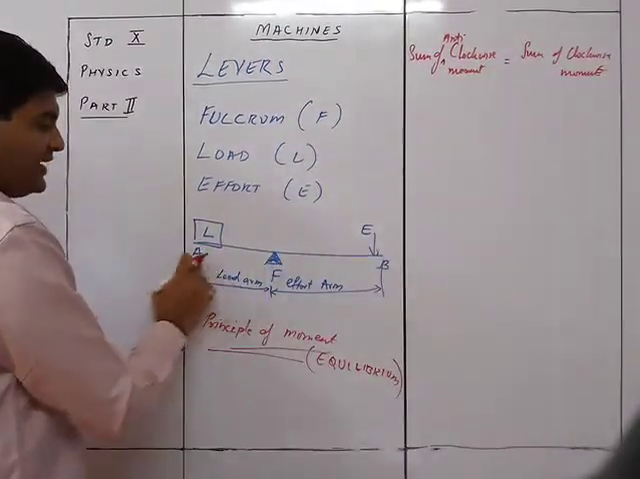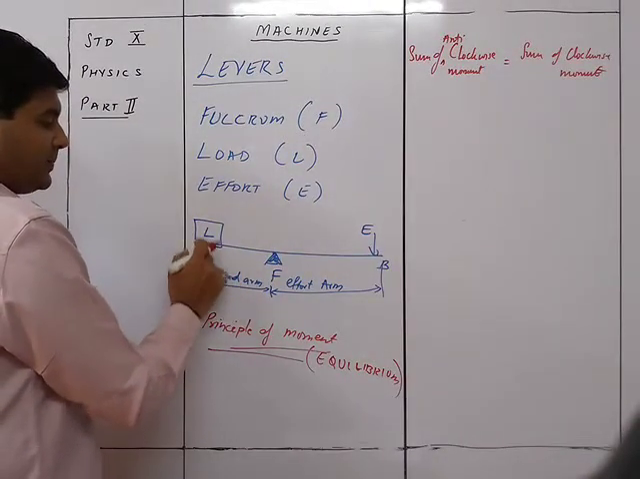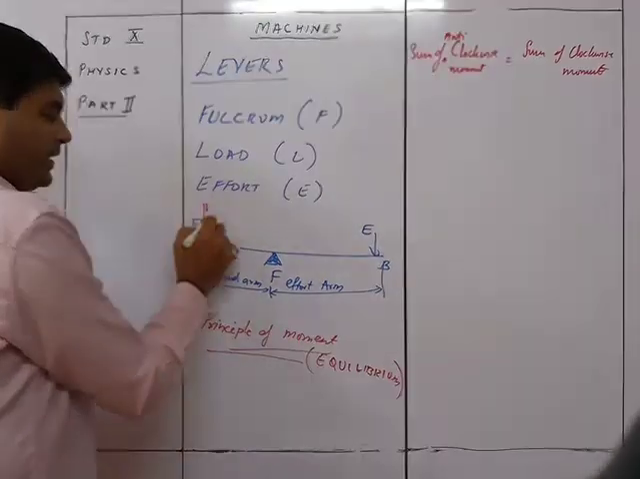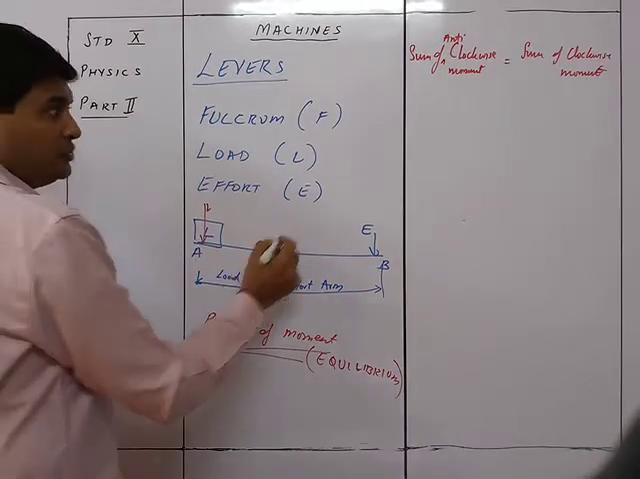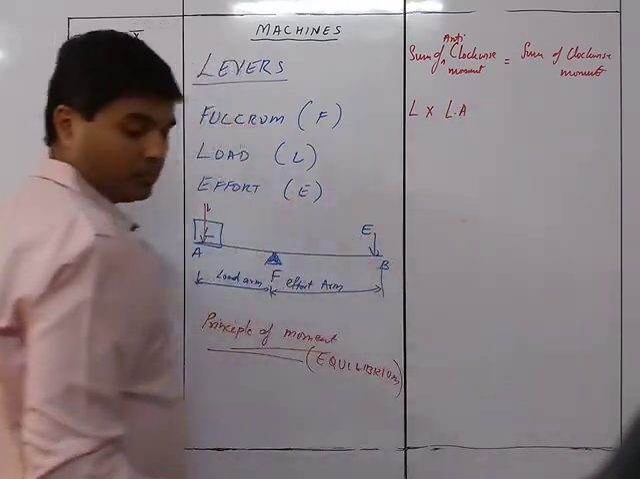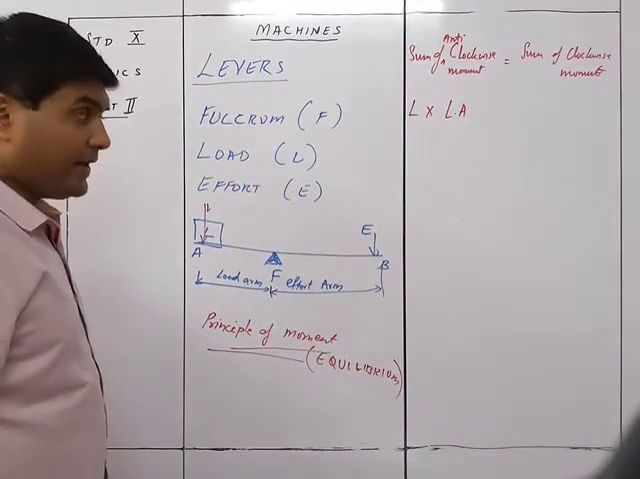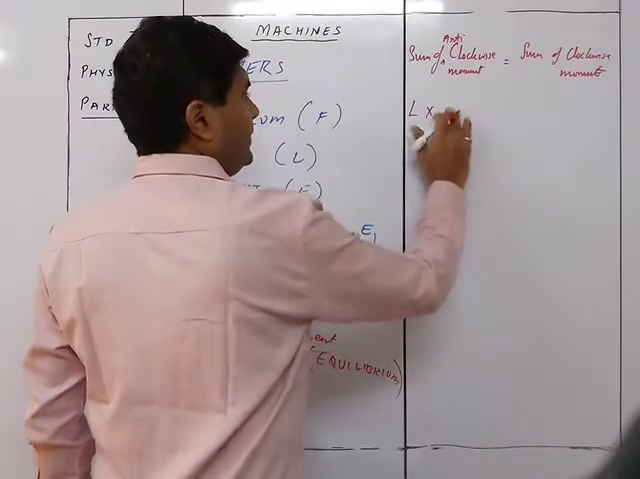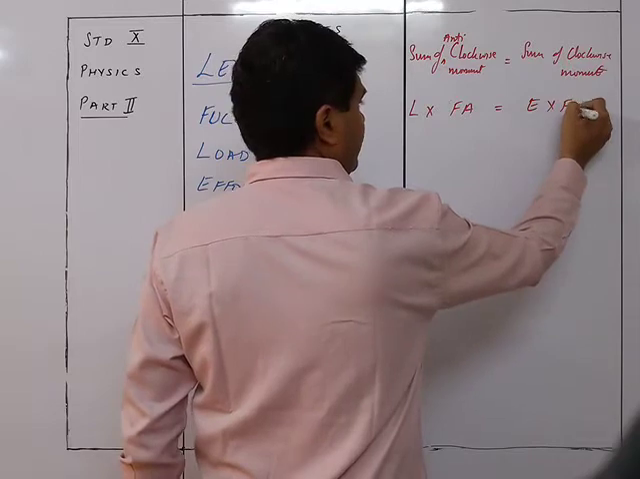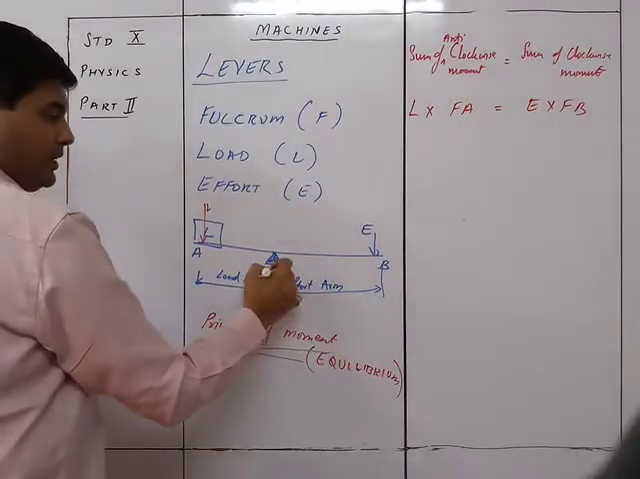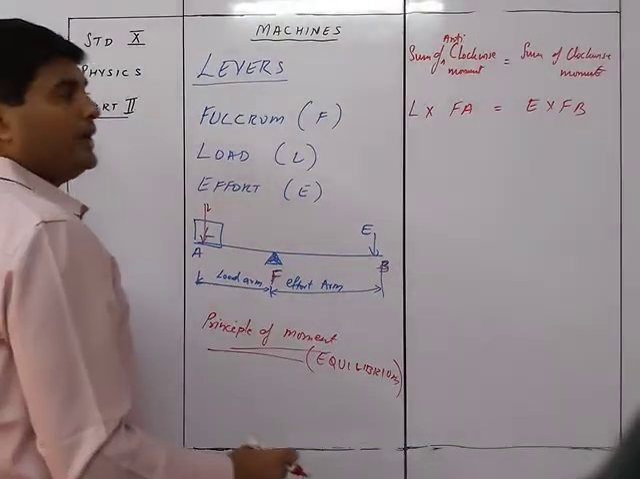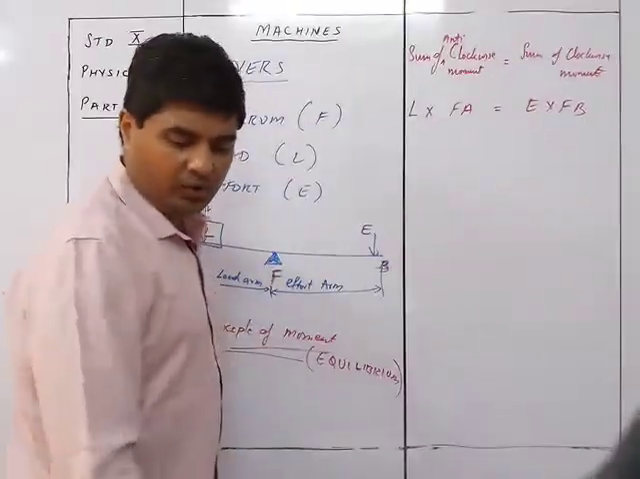So over here, if I see this one, what is the moment? The moment of the load is the load into the load arm, FA. So load into load arm is equal to effort into effort arm. The effort arm over here is FB. FB is the effort arm, right? Load into load arm is equal to effort into effort arm.